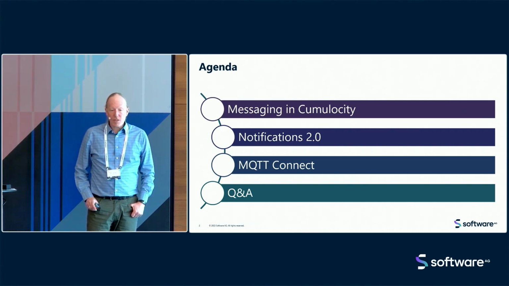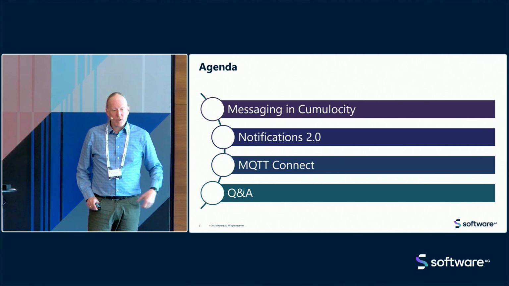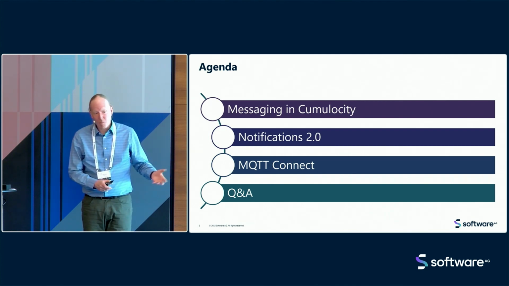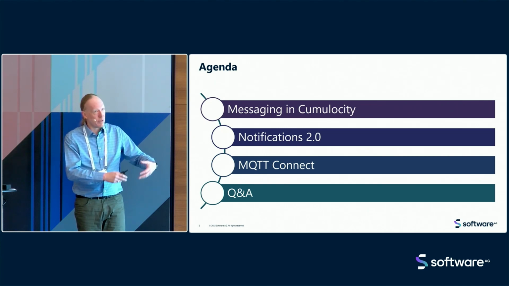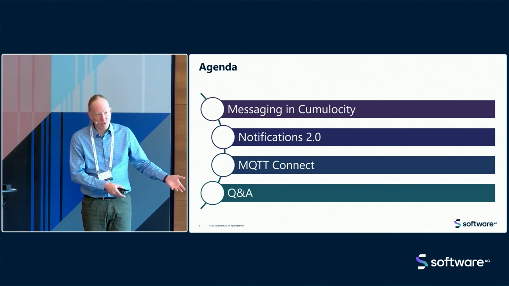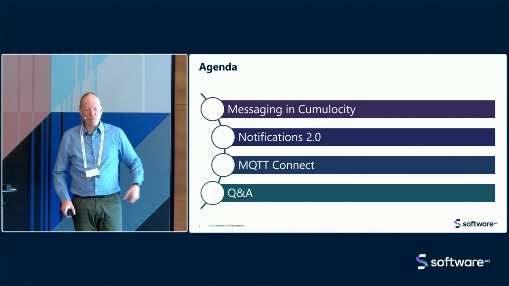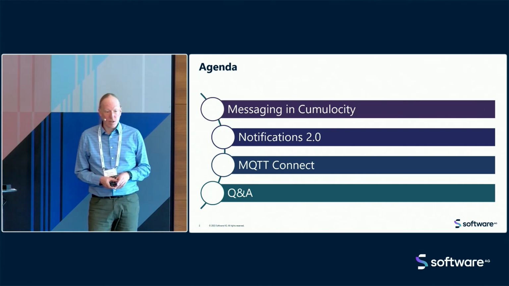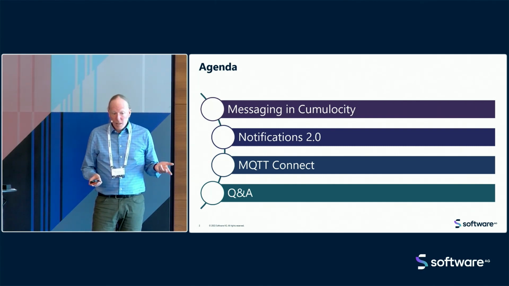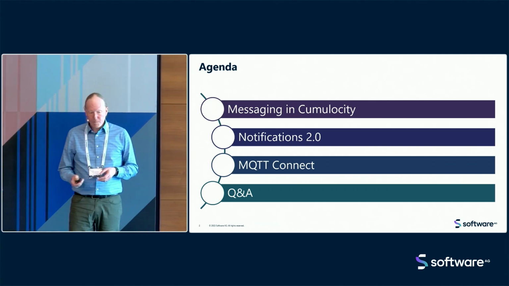And then Rohit is going to tell us about a new feature we have coming up, hopefully later this year, fingers crossed, called MQTT Connect, which is pretty exciting in itself, but it's also an introduction to a new way of getting data into Cumulocity that you're going to see rolling out more widely over the coming months and years. And we should have some time for Q&A at the end.